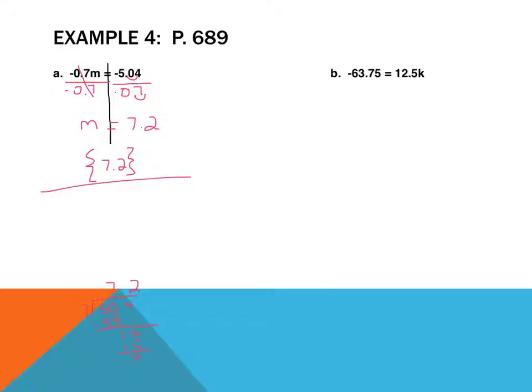Okay, I can check that by multiplying negative 0.7 times 7.2 equals negative 5.04. So I can check that by multiplying, so 7.2 times 0.7. 7 times 2 is 14, 49, 50, 0. And then 2 numbers behind the decimal, so that would be 5.04. And then a negative times a positive is a negative.